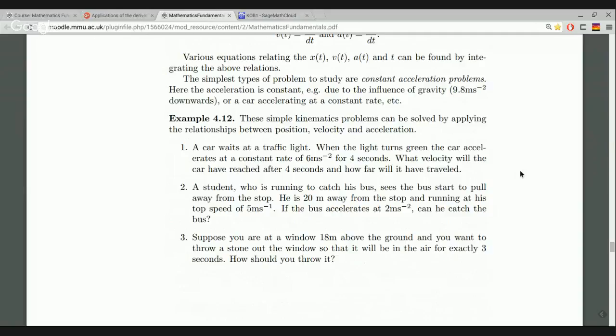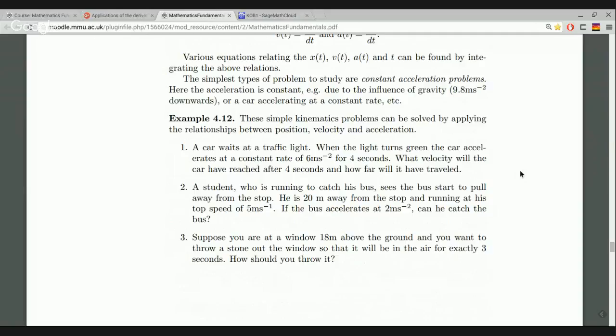Here's the set of traffic lights. Here's the car waiting at the traffic lights. So we'll say at time zero, you've got your car here, and we're told that it goes with constant acceleration of 6 meters per second squared, and we want to track this over the range t between 0 and 4.